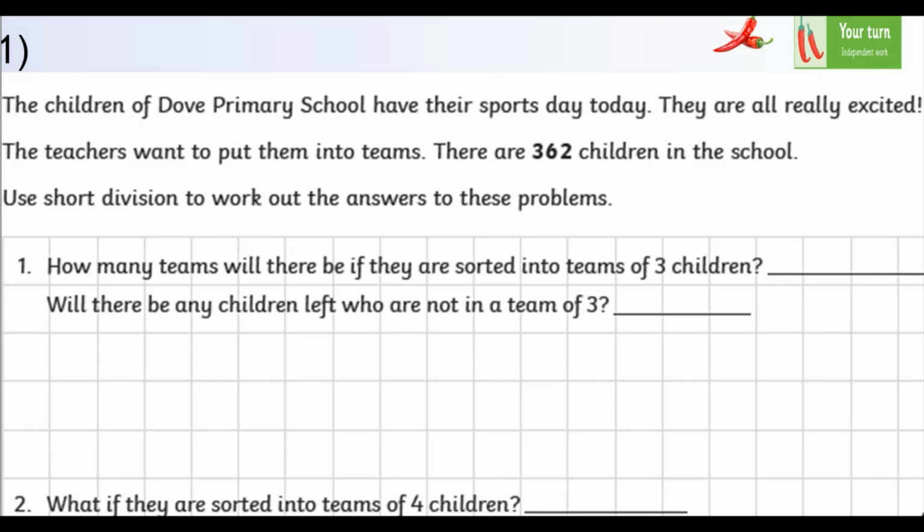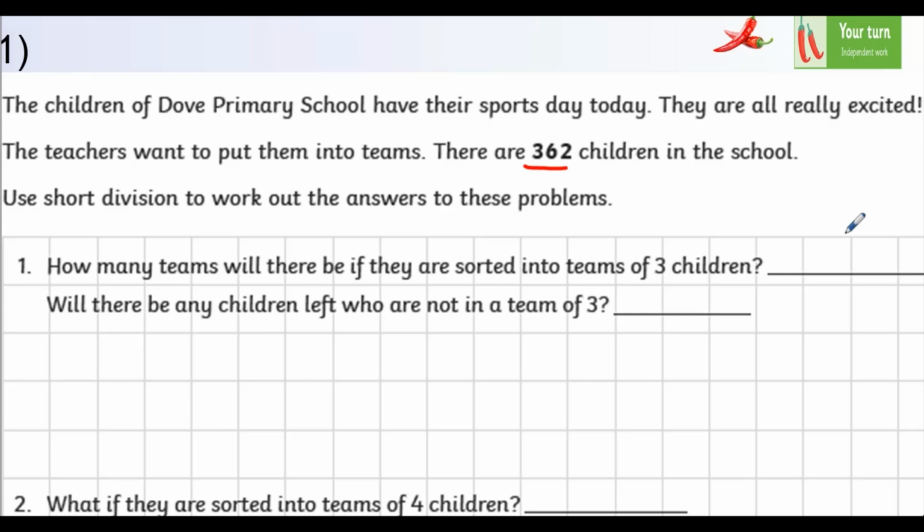Chili 2, this is your question. It's multiple questions based on a particular primary school. So it says the children of Dove Primary School have their sports day today. They are really excited. Teachers want to put them into teams. There are 362 children in the school, that's the important bit for all of your questions.